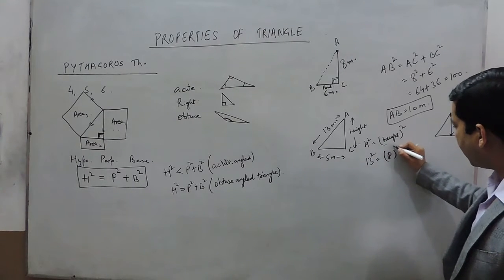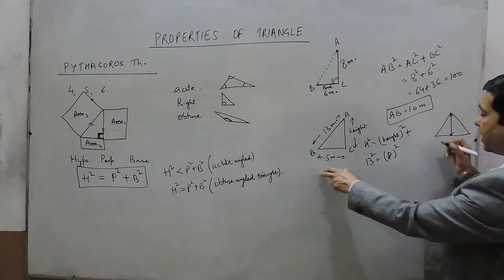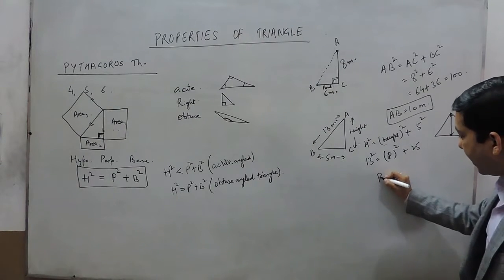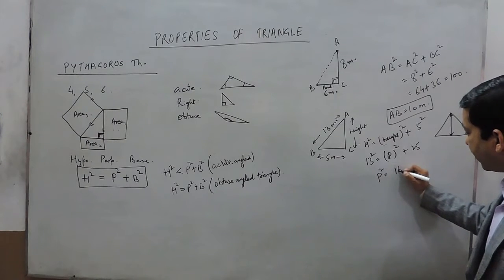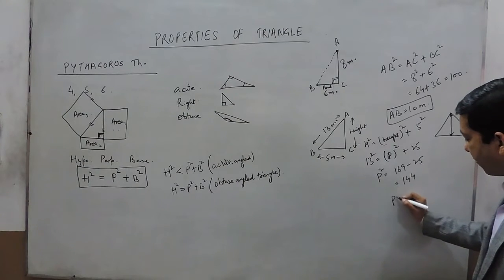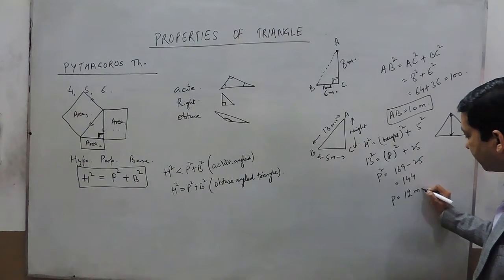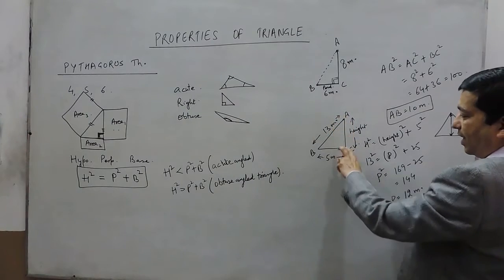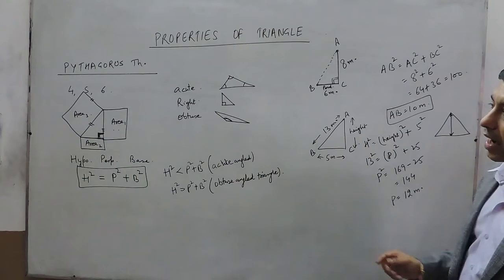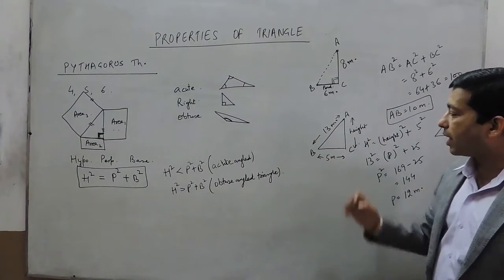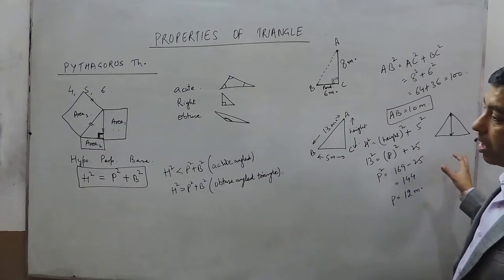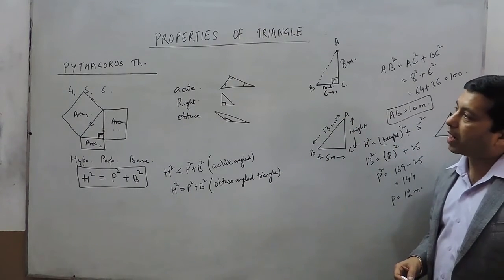plus the base square, or 5 square, which is 25. So we can say P square becomes 169 minus 25, and that is 144. So the length of P becomes 12 meters, or the height of this AC is 12 meters. So basically, if we know that it is a right angle triangle and any two sides are given to us, we can find the value of the third side. So this is a very important property of triangles.